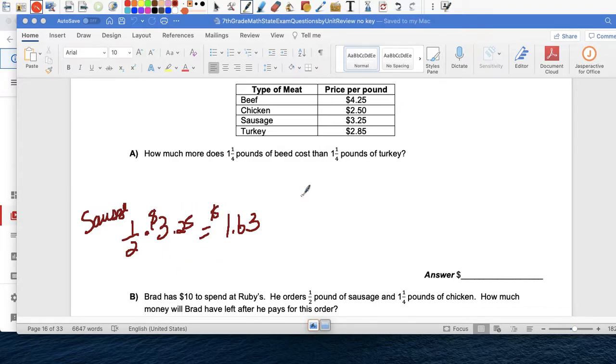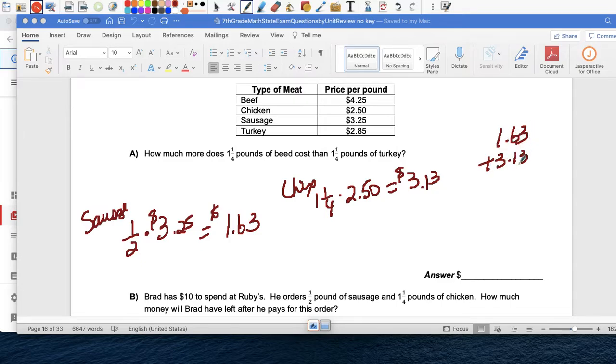And he's going to buy 1 1/4 pounds of chicken. So let me write chicken. 1 1/4. How much is the chicken? $2.50. 1.25 times 2.50. The chicken is going to cost him $3.13. So the total between the sausage plus the chicken is 1.63 plus 3.13, 4.76. That's the total. And he's going to pay with a $10 bill, so 10 minus 4.76. It's going to be $5.24. That's how much he receives in change. Okay, so that's the answer to B.